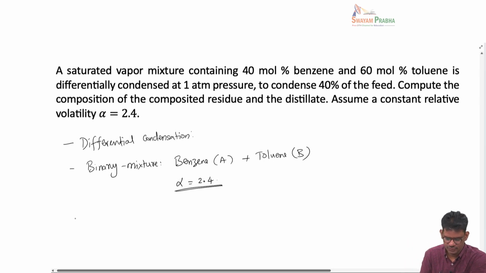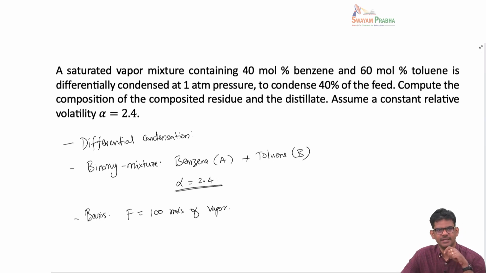So here again we will use a basis of F equal to 100 moles of vapor. Again, recollect, in the batch differential distillation, we start with the liquid and then we partially vaporize the liquid and then we get a condensate and the residue. In the partial condensation, we start with the vapor mixture and then we cool it. Okay, we condense part of the vapor, collect the distillate or the condensate.